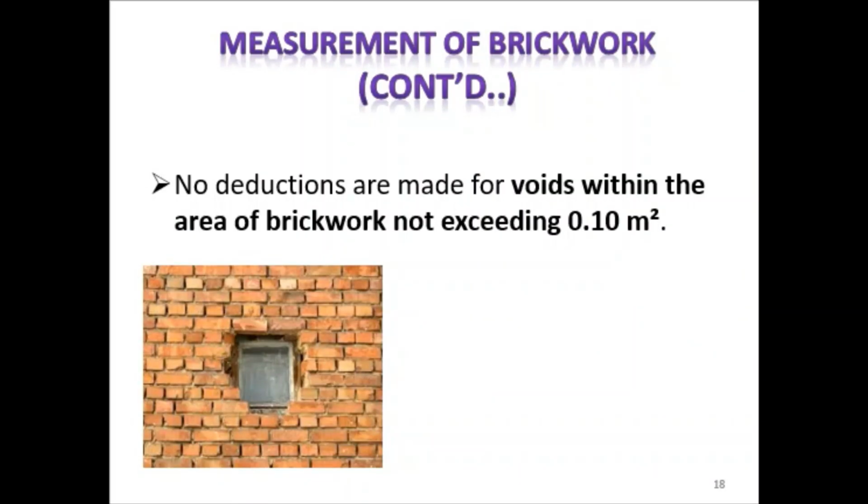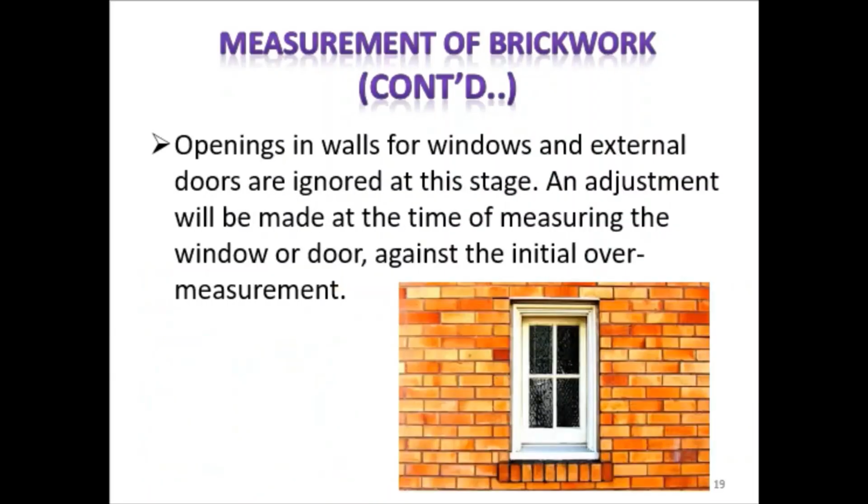There's another rule: no deduction is made for voids within the area of brickwork not exceeding 0.10 meter square. Meaning if you have a wall with an opening, but the opening is less than 0.10, then you don't have to do any deduction. You will only deduct if it is more than 0.10. Maybe our window is quite a bit bigger than this size, so we need to do some deduction for window and door and other necessary openings.